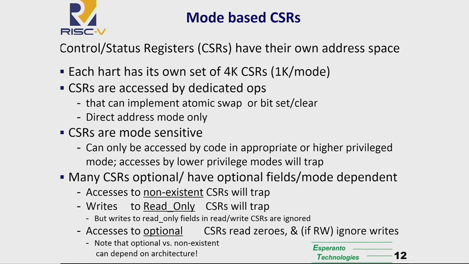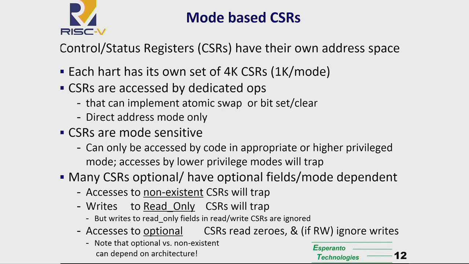So we said we've added instructions at each mode. We've also added CSRs. Each thread has its own set of 4K CSRs. And those CSRs, as I said, are mode specific. The 4K space is divided into 1K registers per mode. CSRs are accessed by dedicated ops, and Andrew talked about that. They're 12 bits, and they can implement things like atomic swaps, bit set, clear, add, subtract, min, max. And unlike memory, these are directly accessed only. So you can't index into them. You always specify a number in the instruction, and that's the one that gets accessed.